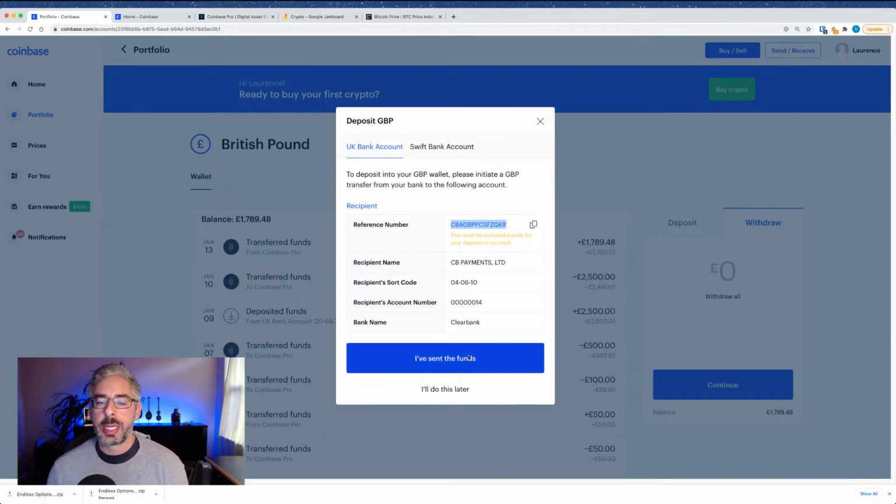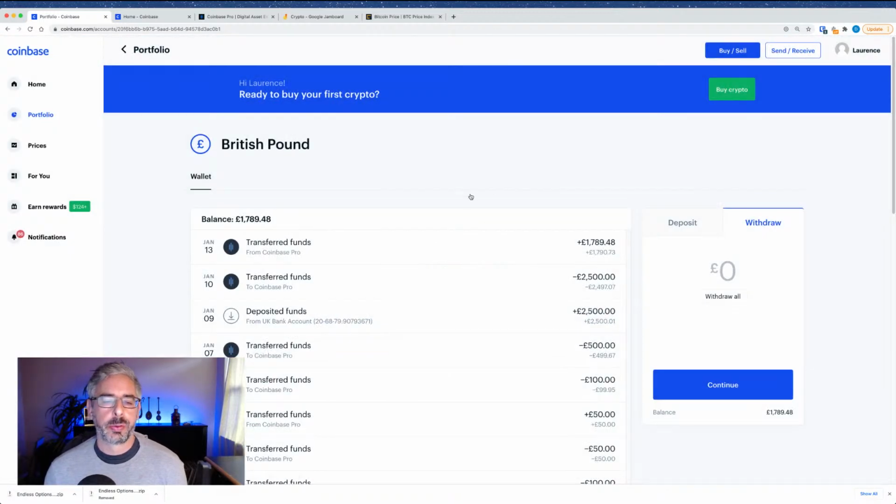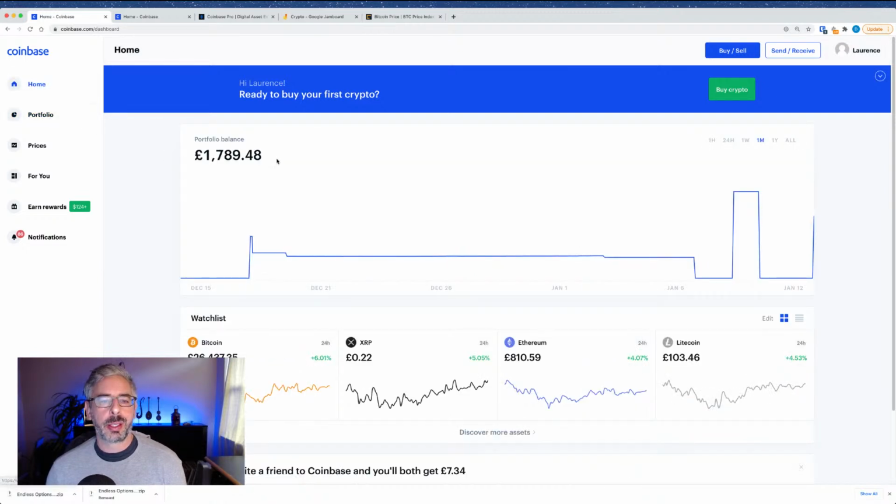And then once you've sent funds, you go ahead and click 'I've sent the funds', and that sends them a little notification ping to know to expect a deposit from you. You should see the money in your account within just a few minutes, maybe 10, 15 minutes at the most. Once you've got the money in your account, you'll see it here under this portfolio balance. So right now you can see I have £1,789.